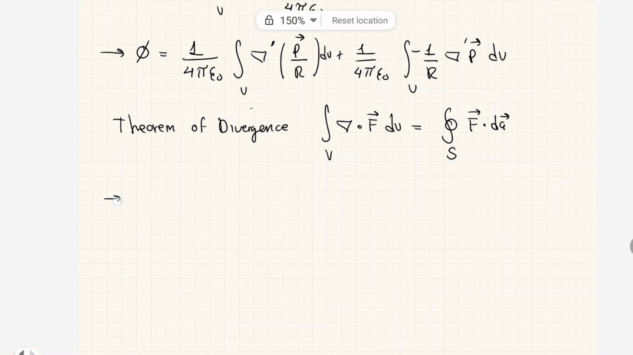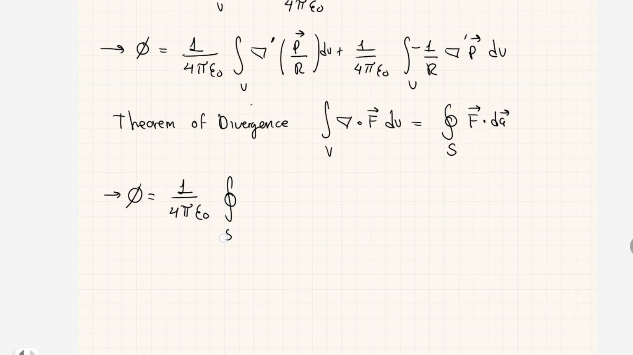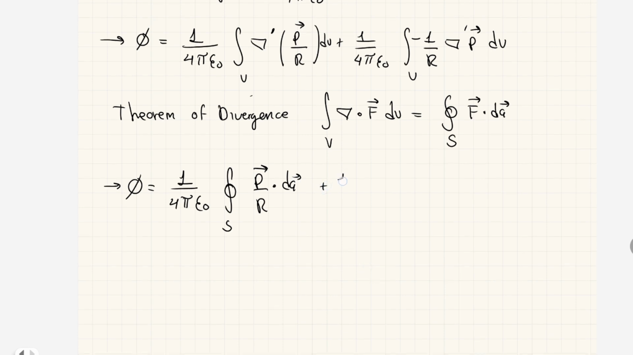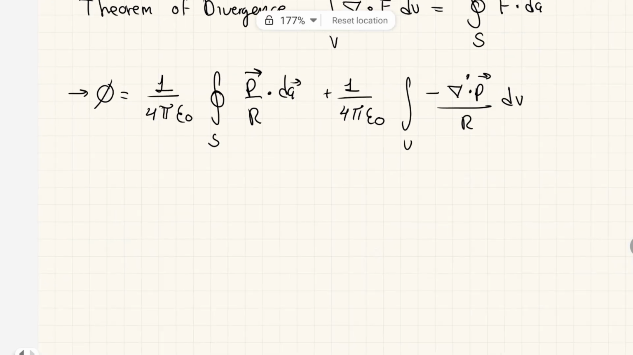So we can say that the electric potential is going to be 1 over 4 pi epsilon 0 times the surface integral of the vector field, which in this case will be P over R dot dA, and then plus 1 over 4 pi epsilon 0, the volume integral of, well, let me write this in this way, minus the divergence of P over r dV. Okay, perfect.